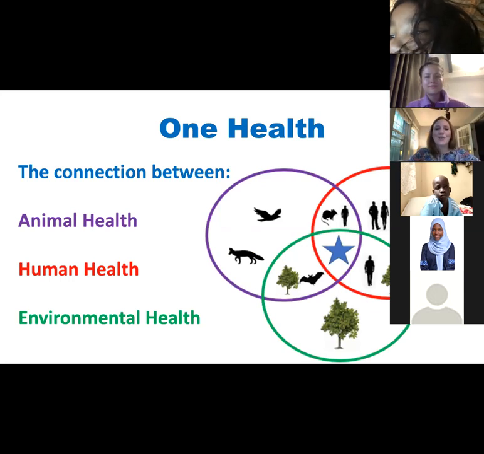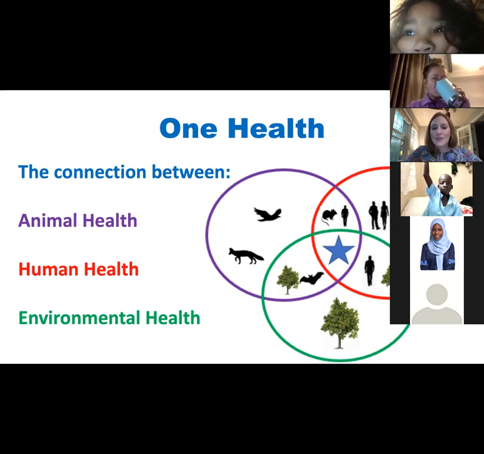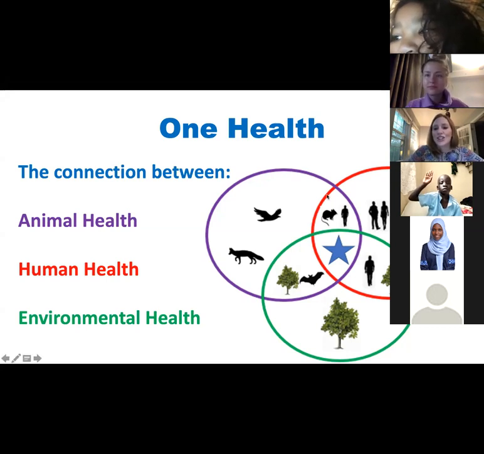Okay, so what is One Health? Vanessa, if you can unmute the participants when they answer this question, what can you see in this red circle here? Who can tell me, what can you see in that red circle? Go ahead, Baraka. A man and a woman. A man and a woman, perfect. Thank you, Baraka. And what can be seen in this purple circle?